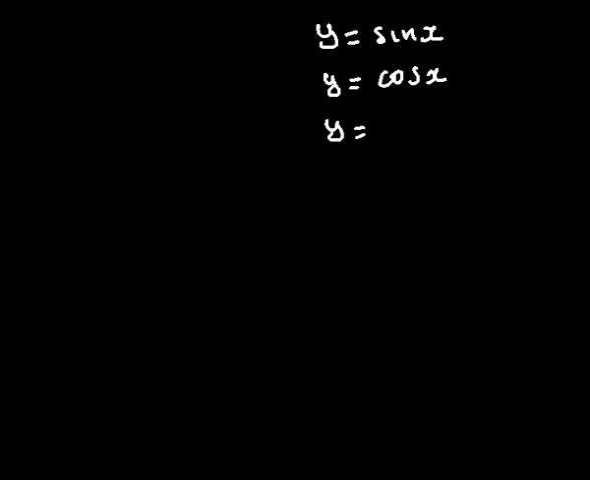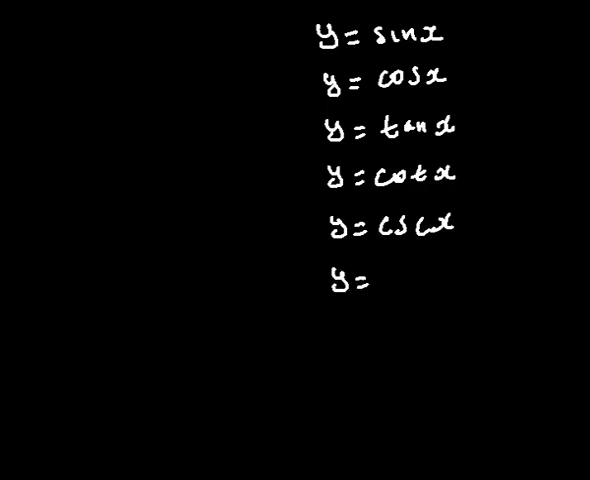And we have the tangent function, which is given as tan x. We also have the cotangent function, which is given as cot x. And we also have the cosecant function, which is given as cosec x. And we also have the secant function, which is given as sec x. So these are the basic 6 trigonometric functions.